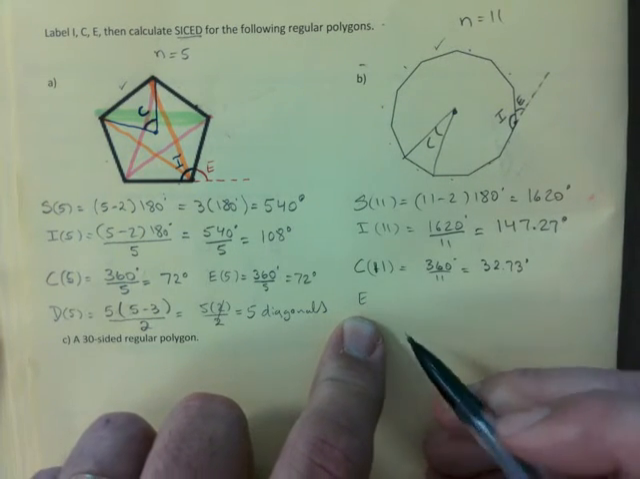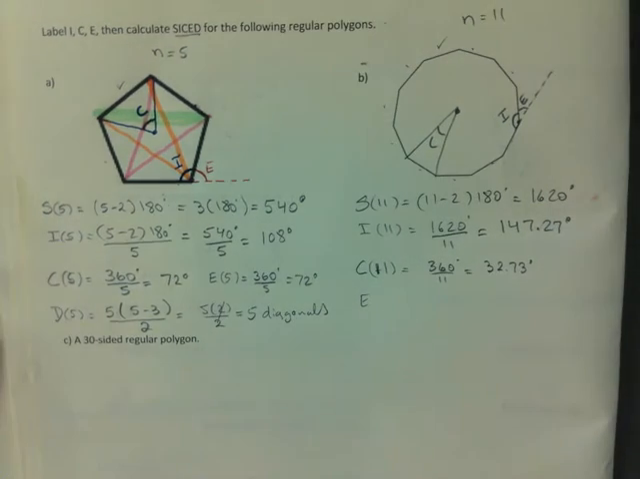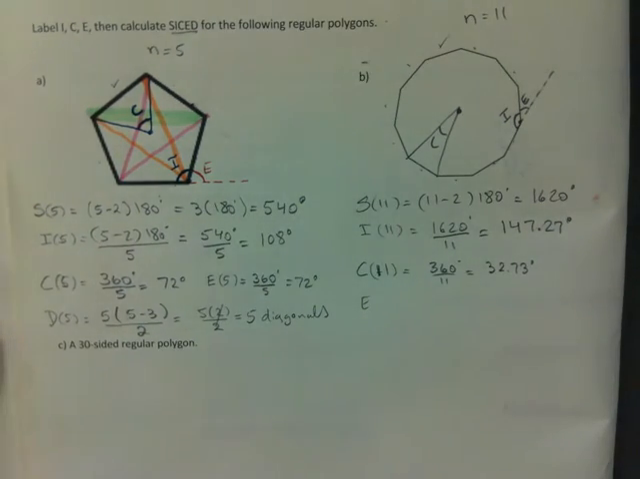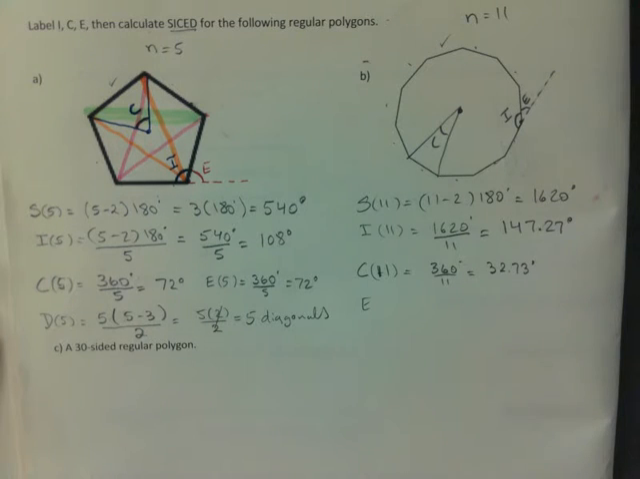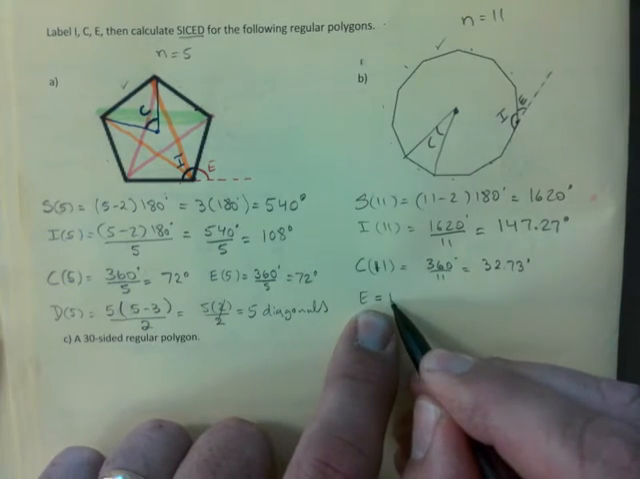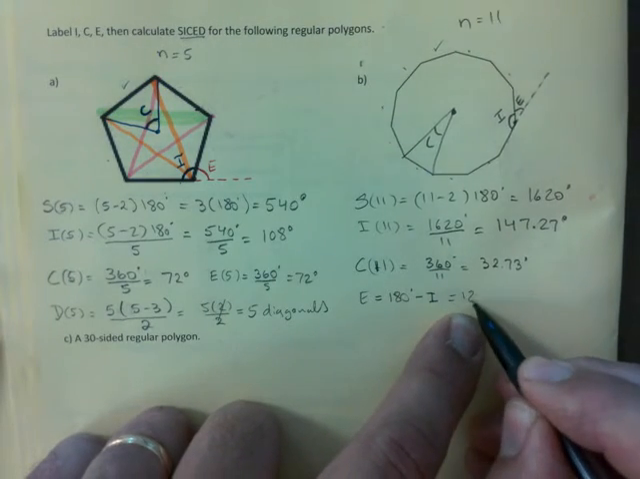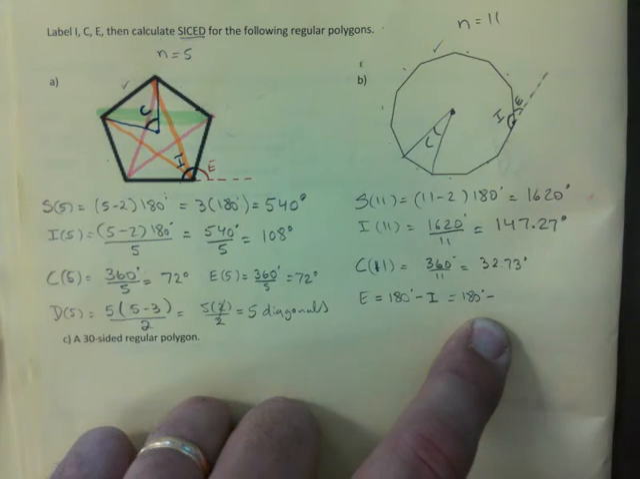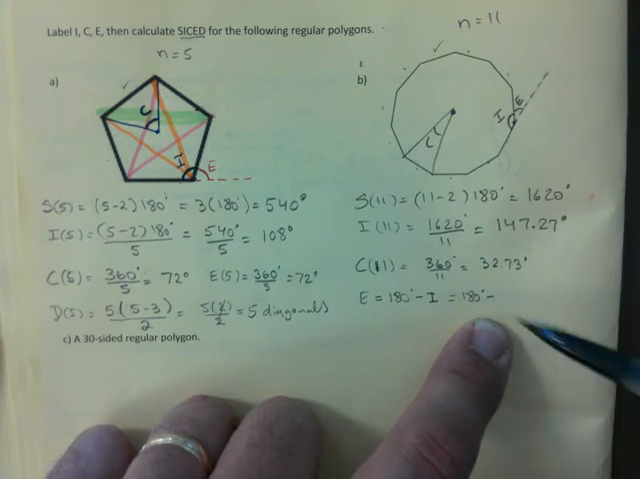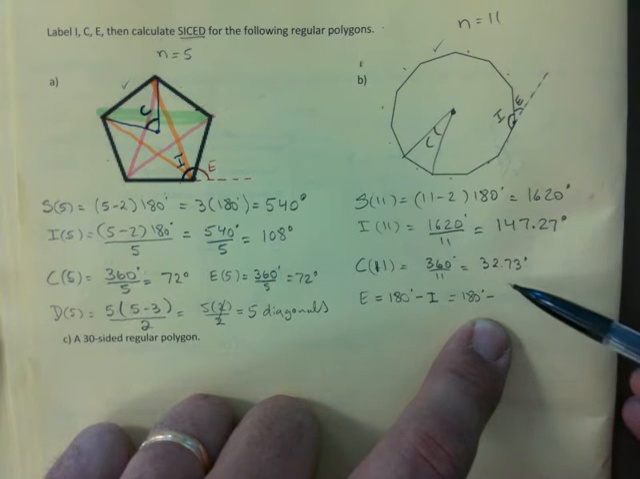Exterior. I want to see if you knew. Would you be able to figure out the exterior angle a different way than using the formula, like one of the side formulas I talked about? What do we know about interior and exterior angles? What do they add up to? 180. So here you could say E is 180 minus I, right? Which is 180 minus, what do you think it's going to be? Central and exterior are the same, correct? We're expecting our answer to be 32.73.